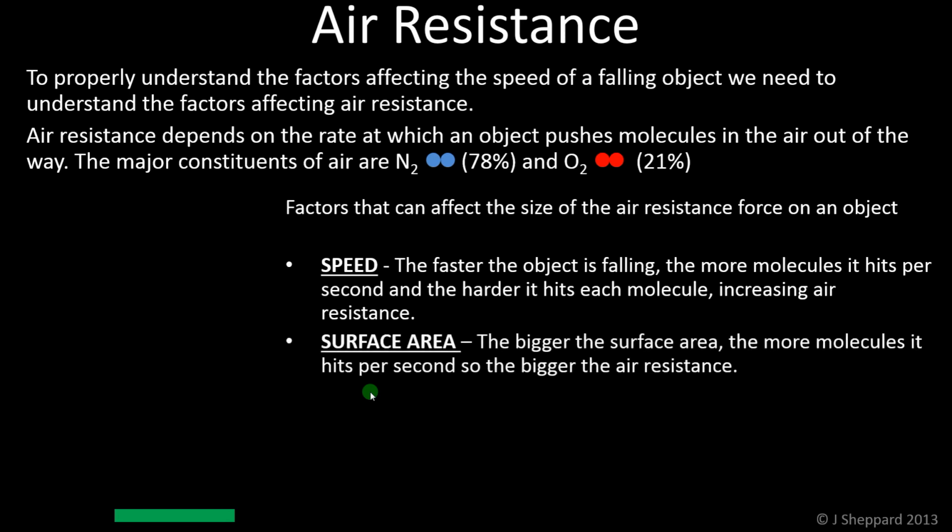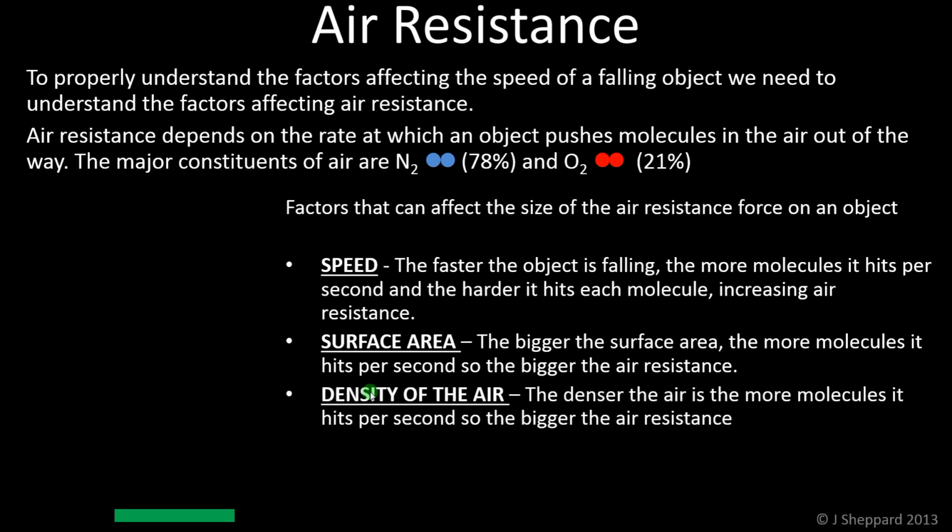Next thing is surface area. That's fairly straightforward. If I made that object wider on the screen, so surface area larger in real life, then it would hit more molecules per second, so there'd be more force on it, more air resistance force. The density of the air: if we changed how many molecules there were beneath it, so removed a few and made the air less dense, then it wouldn't experience as much air resistance. So the denser the air is, the more molecules that are packed in there, the bigger the air resistance force is going to be. That might matter, for example, if you were going to very high altitude and doing an experiment, because the air is much less dense at high altitude.